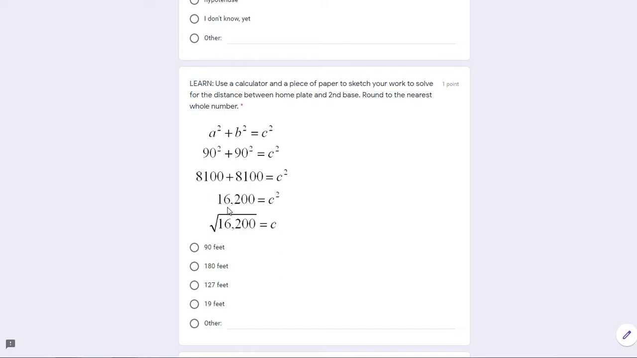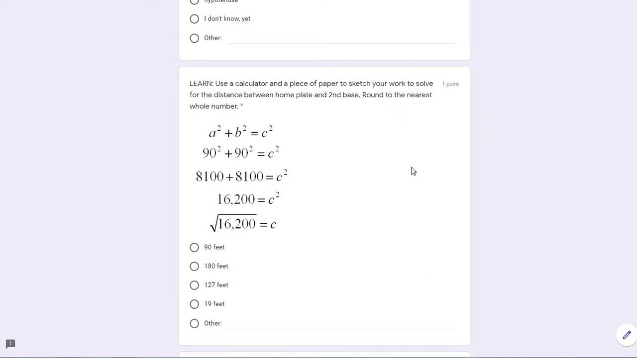Okay. You add it up, you get 16,200, and you want to put 16,200 in your calculator, so you're going to hit second, square root, 16,200, and you're going to get approximately 127 feet. Okay, it's actually a little bit over 127. It's 127.27, or 127 and 27 hundredths. So it could actually be 127.3. Not really a big deal.